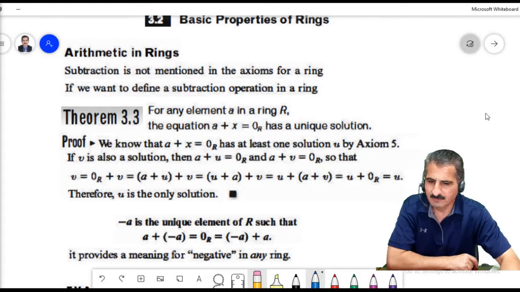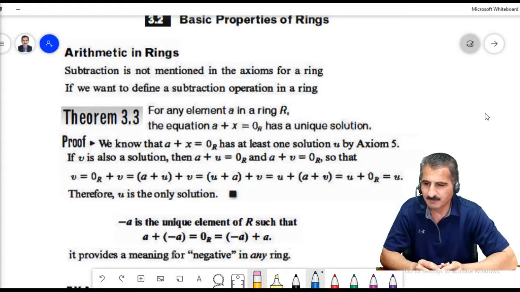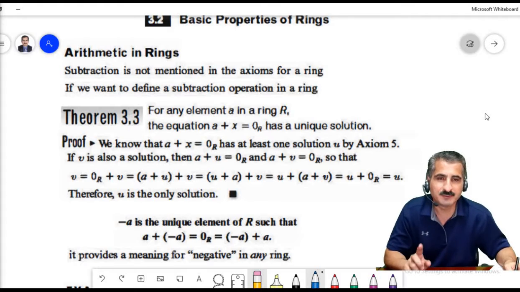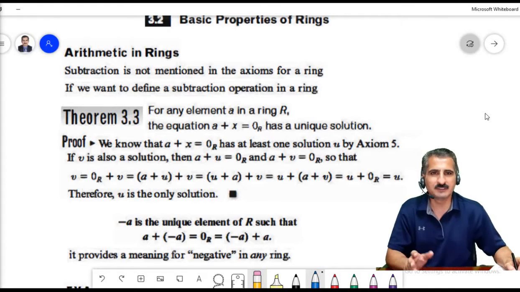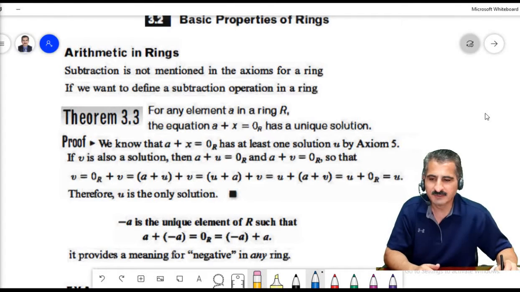Okay, so arithmetic in rings, we will just learn about some properties and some arithmetic inside the rings. We define the ring to be a set with two operations. One of them is denoted addition and the other is denoted multiplication, but they are not necessarily the addition and multiplication that we know.